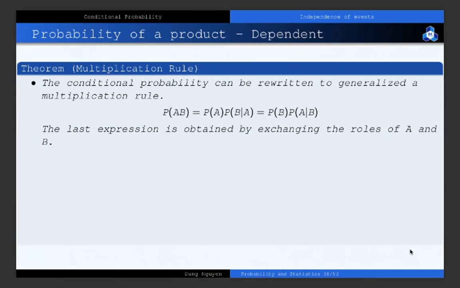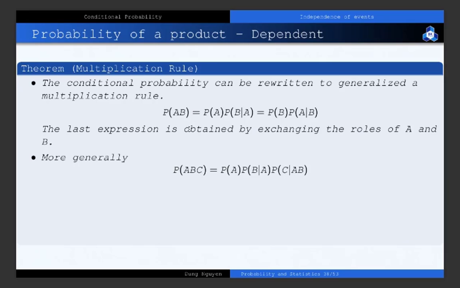What if A and B are not independent? If A and B are not independent, then you can use the definition of the conditional probability to get the following equation. The probability of AB is the probability of A times the probability of B given A, or the probability of B times the probability of A given B. And obviously, if A and B are independent, then the second factor will become the unconditional probability, and you get back to the original equation.